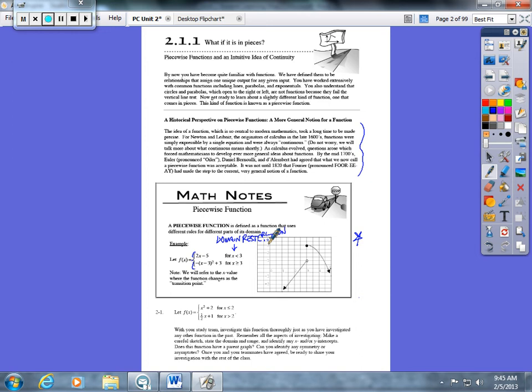So problem 2-1 says, let f of x equal x squared plus 2 when x is less than or equal to 2, and 1/2 x plus 1 when x is greater than 2. With your study team, investigate this function thoroughly, just as you have investigated any other function in the past. Remember all the aspects of investigating, make a careful sketch, and so on. So we're going to do that right now.